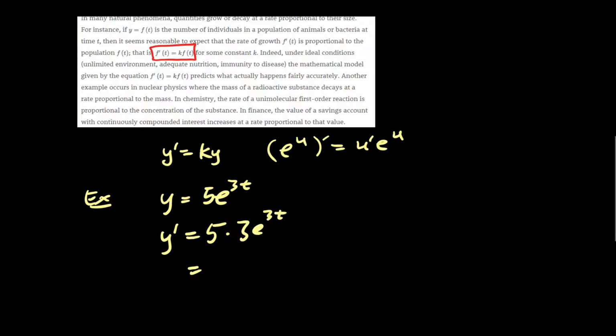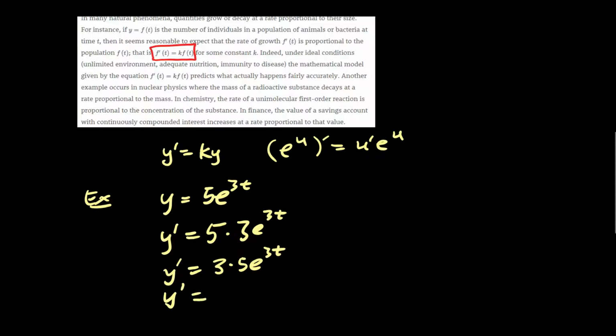For example, if you have something like y equals 5e to the 3t, the derivative of this is, all right, so let's talk about this. E to the u, whenever we take the derivative, this is u prime e to the u. So we go 5 times 3e to the 3t, which I can write as 3 times 5e to the 3t. Still y prime.